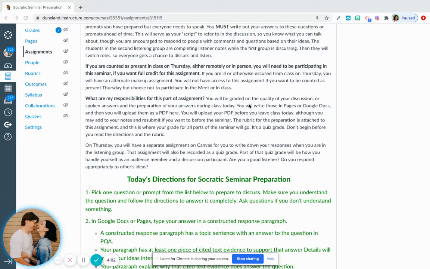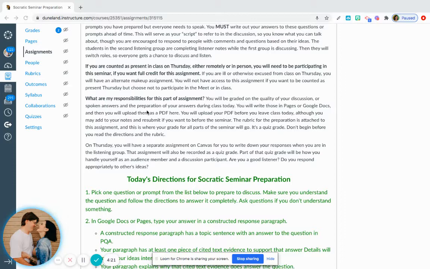You're going to be graded on the quality of your discussion or your spoken answers. So I'm going to be looking at, okay, do you respond to others? Do you give great feedback? Do you ask questions? Do you comment? Or do you add on to what people are saying? So that will be one part of your grade.